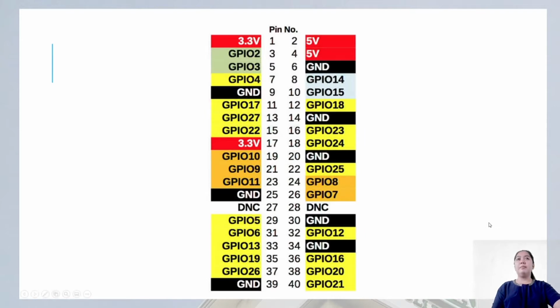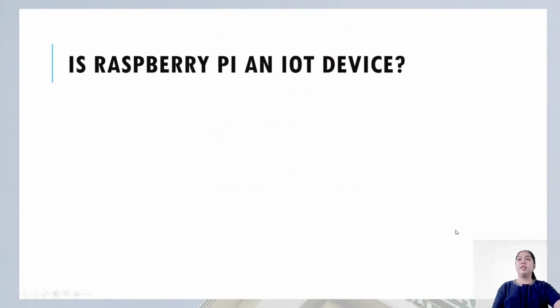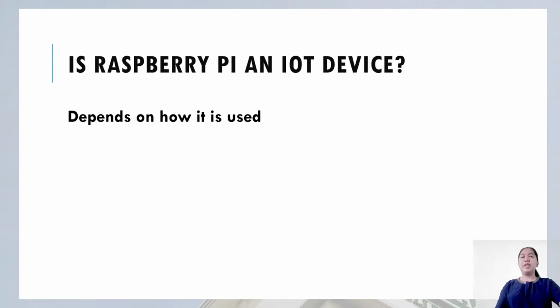And this diagram illustrates the GPIO pinout. So the question now is, is Raspberry Pi an IoT device? It depends on how it is used.